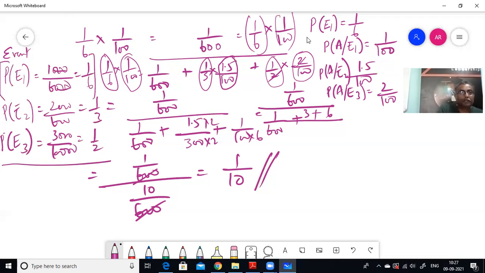These events are mutually exclusive. Why are they exhaustive and why are they mutually exclusive? Because if the bolt is manufactured from E1, then automatically it is not coming from E2 and E3. Same way, they are exhaustive events because there are no other machines. You can manufacture only from A1, A2 or A3 machines. So they are mutually exclusive and exhaustive events also. Therefore, Bayes theorem applies.